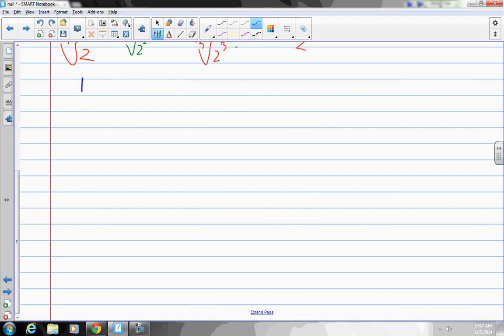Well, how about this fun exercise? 1 plus the square root of 2. So 1 over 1 plus the square root of 2. So 1 plus the square root of 2. What should I multiply 1 plus square root of 2 by in order for all the square roots to go away?